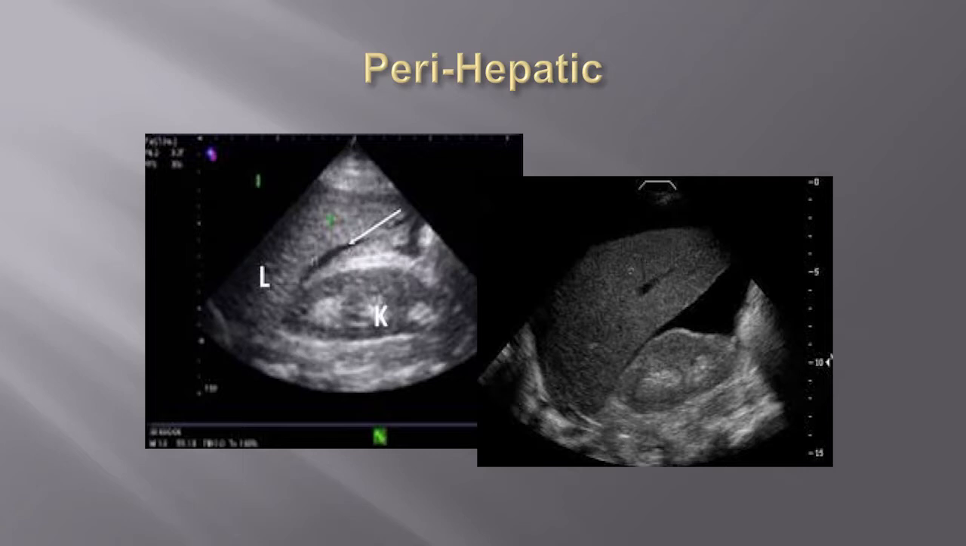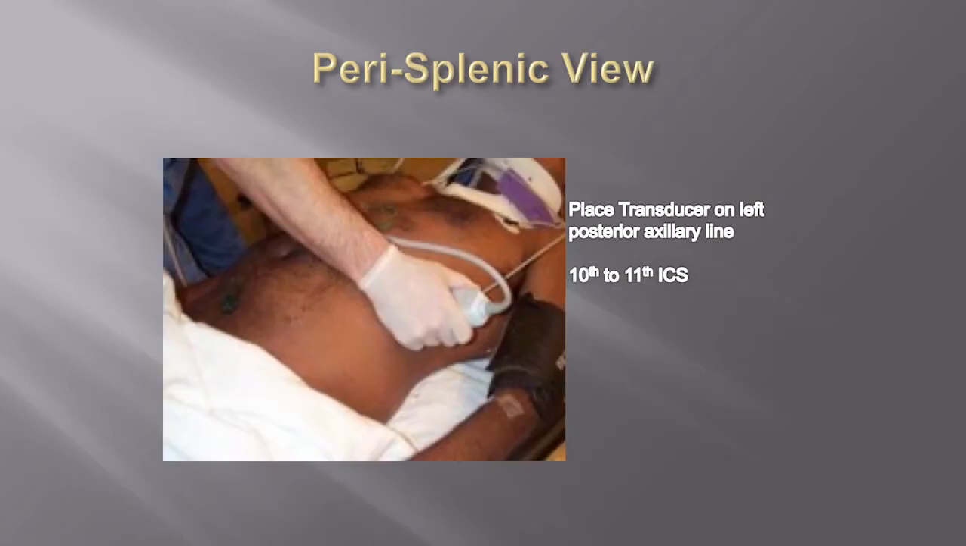Oops, no, sorry, wrong one. This is liver still. This is a very positive FAST scan, lots of blood. It's about 2 liters of blood here, squishing the kidney down, all right?